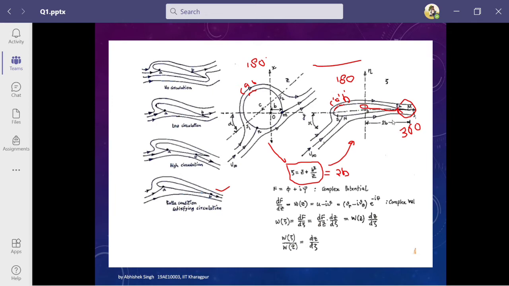Similarly, the same thing happens with the angle. Here we are getting 180 degrees, and so here we are getting twice 180 degrees, that is 360 degrees. So this is what happened with the angle. Except for this point, it is basically an angle preserving transformation. So it is basically a locally angle preserving transformation.